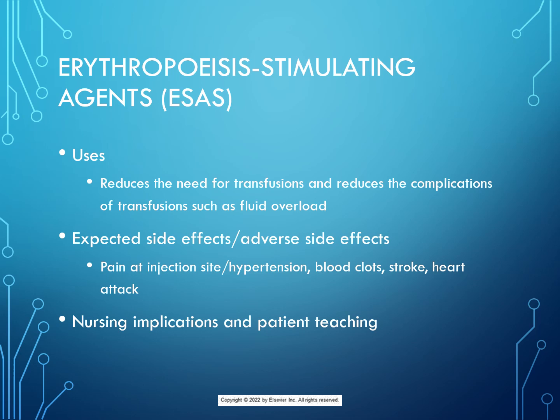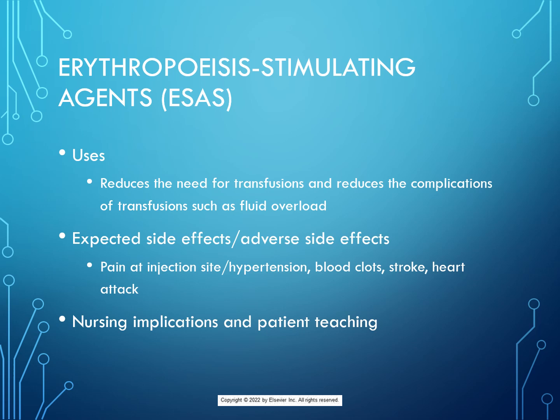ESAs are usually given to patients who have a condition that causes anemia and need to increase the production of red blood cells. This would include patients with chronic kidney disease, patients who are anemic due to the effects of chemotherapy, or who may be anemic before surgery. These drugs can reduce the need for transfusions, and reduce the complications of transfusions, like fluid overload.